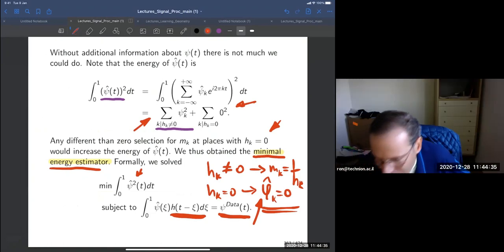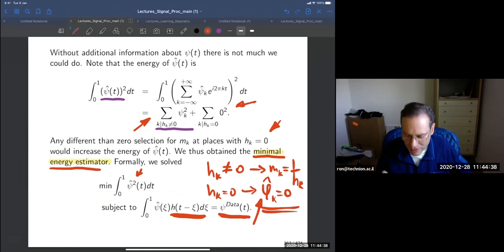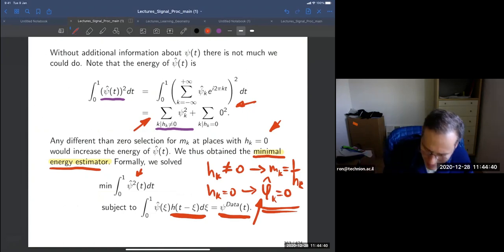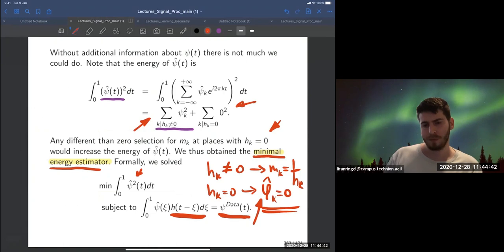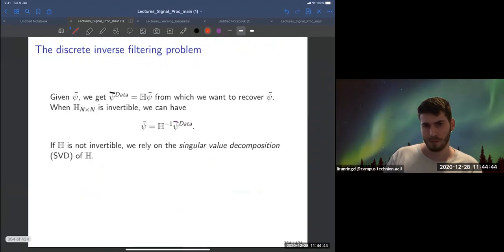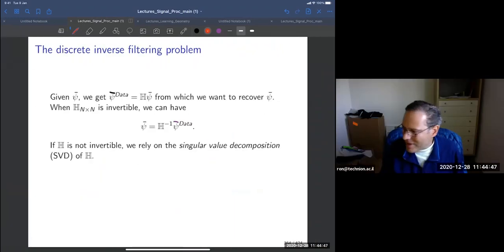Wait, we don't have any noise yet. Noise would come into the game and will complicate things a little bit, but not much. So this is the clean problem. This is the cleanest that you can think of.